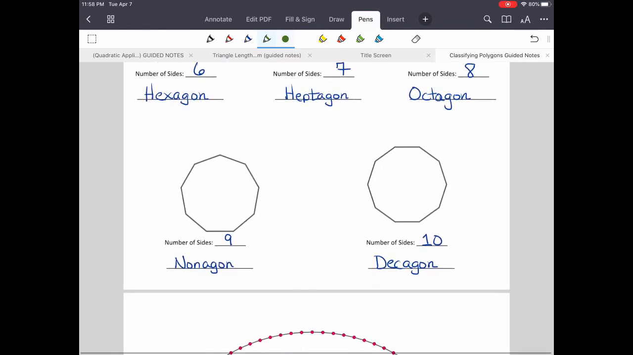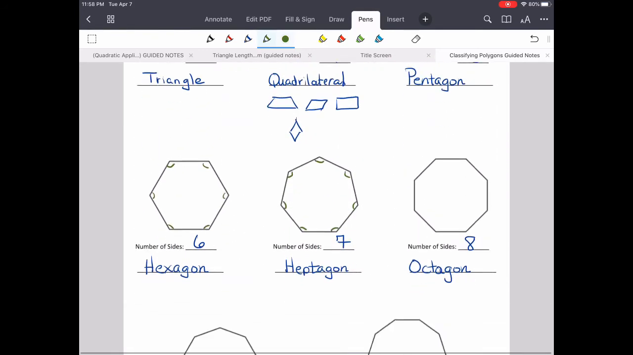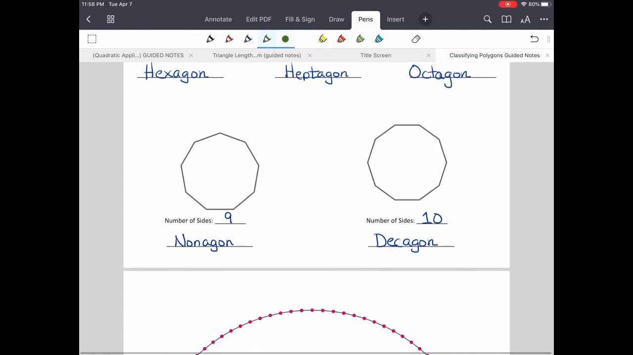But we're just going over all the different names. And really, those are the more common ones. I mean, you might get to 11. What's 11? I think 11 is called a hendecagon. I'm not sure why it's called that. It has nothing to do with a hen. 12 sides is called a dodecagon. And so on and so forth.